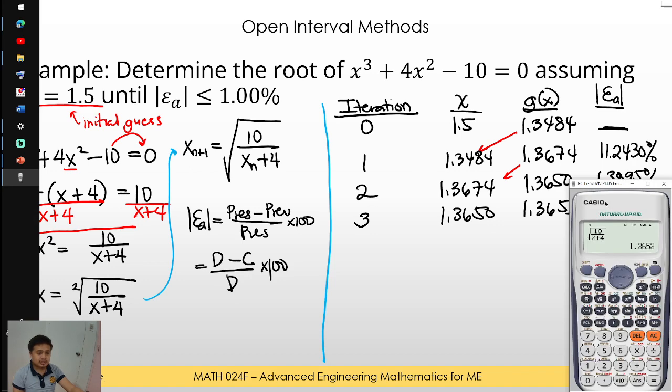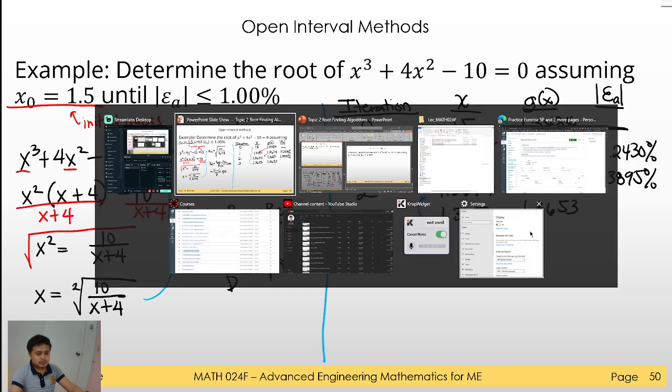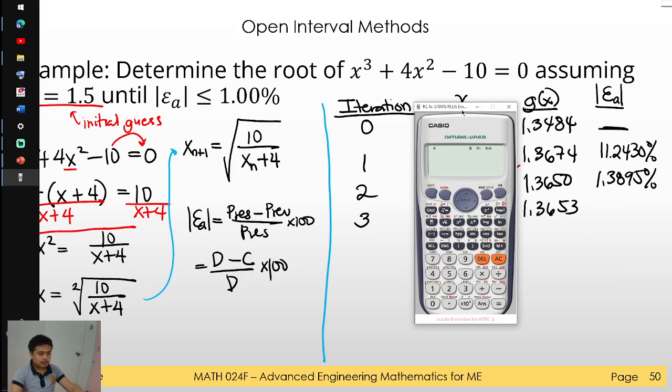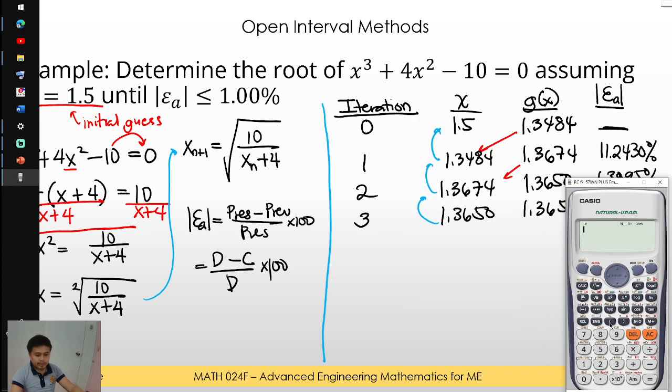Actually, you have to first calculate the approximate error here. So again, this is the calculation of the error, guys. So this will be equal to, where's the calculator? Calculator. Yeah. So I'll just directly calculate this: 1.3650 minus 1.3674 over 1.3650 times 100. So the answer should be 0.1758.